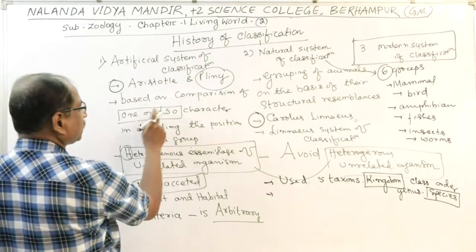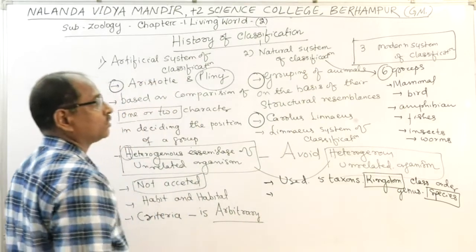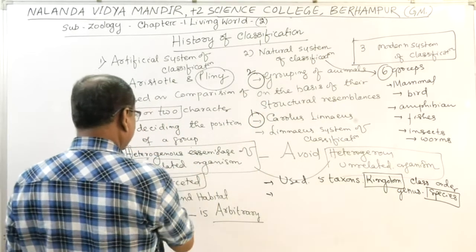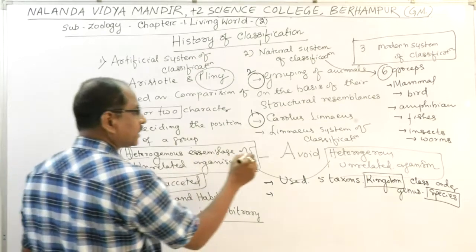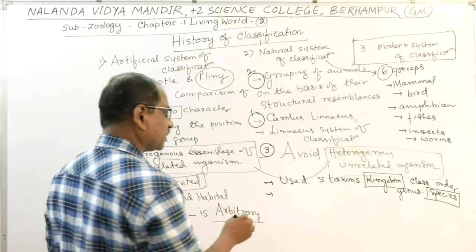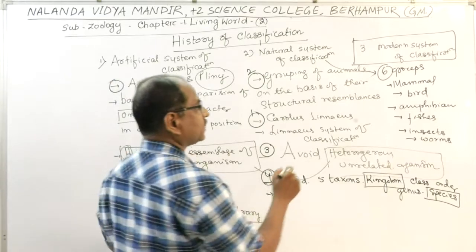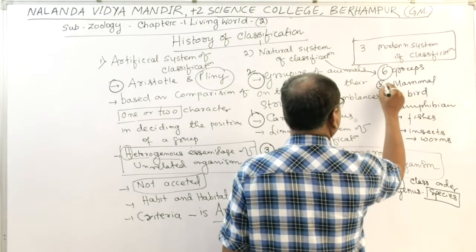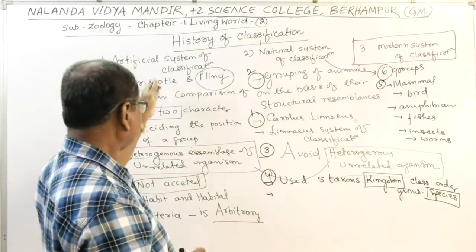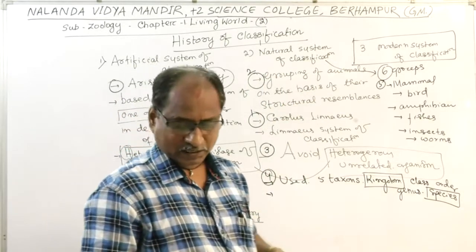This classification is based on a comparison of 1 or 2 characters in deciding the position of a group, and this classification is based on grouping of animals on the basis of structural resemblances. The first shows a heterogeneous assemblage of unrelated organisms, and the second avoids it. Linnaeus used taxons; no taxons were used in the first classification, which divides the animals into 2 different groups. This system was not accepted and was modified to the modern system of classification.